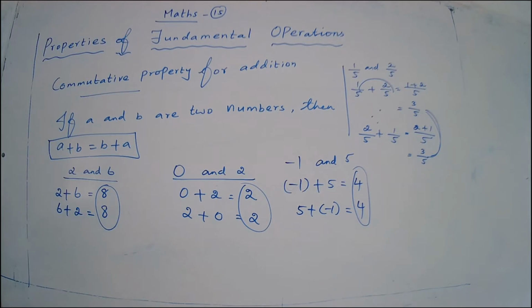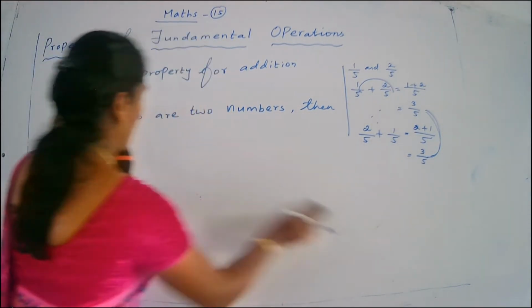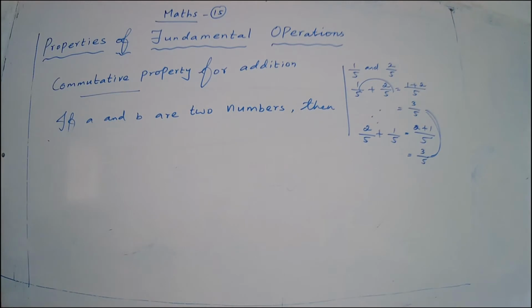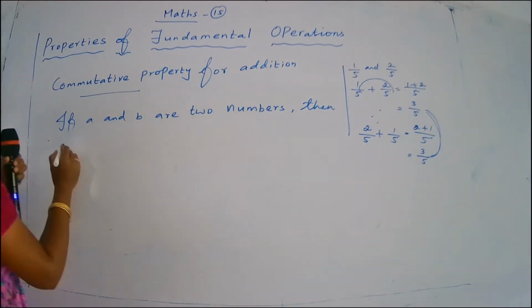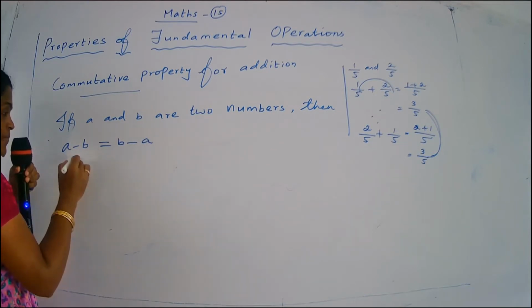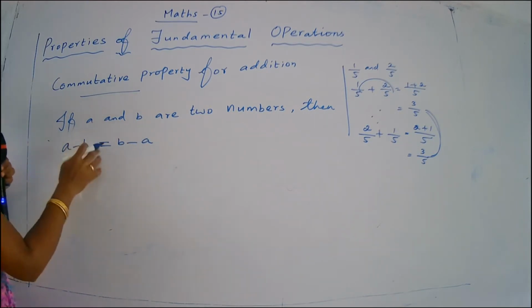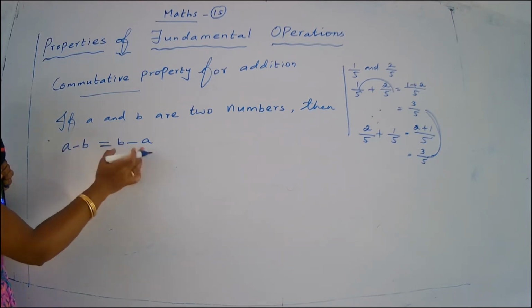Now the second operation is subtraction. Okay. So now let us check this property for the operation subtraction. Okay children, subtraction. Now you check this property for the subtraction operation. So the rule is, if A and B are two numbers, then A minus B is equal to B minus A. In addition, A plus B is equal to B plus A. Yes children, here for subtraction we have to check whether A minus B is equal to B minus A.